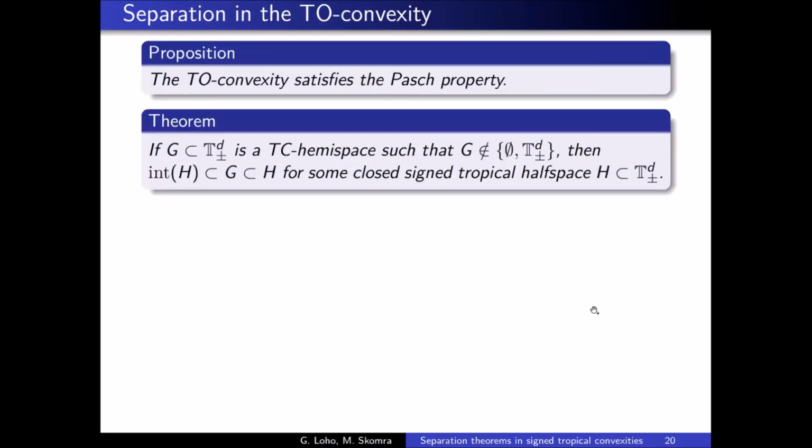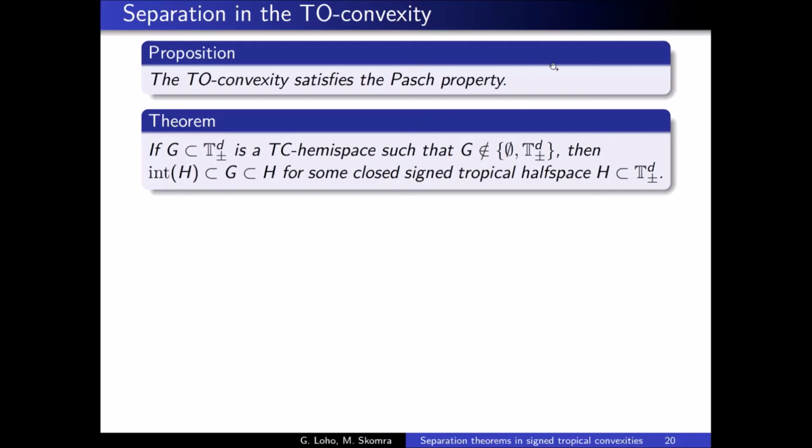And indeed, we were able to prove that the TO-convexity satisfies this Pasch property of the 5 points. So in particular, it also satisfies the Kakutani property. And we have a separation in the TO-convexity via hemispaces. And then we were able to show that these hemispaces which we use in this separation result are actually very, very close to half spaces, in the sense that if you have a non-trivial TO hemispace, then it is sandwiched between some closed half space and the interior of this closed half space. So a hemispace is basically a half space that is missing maybe some parts of the boundary.